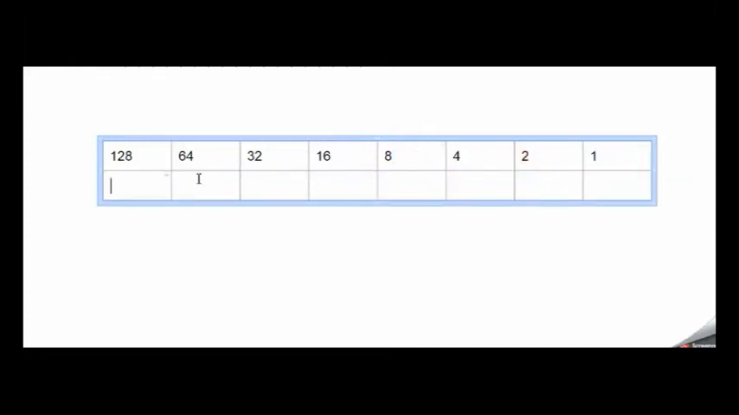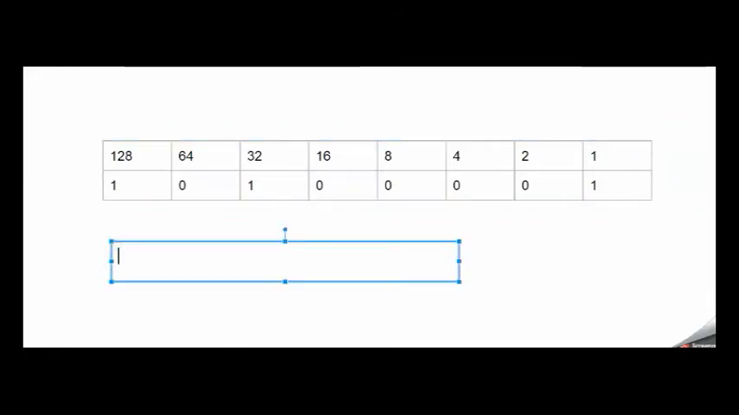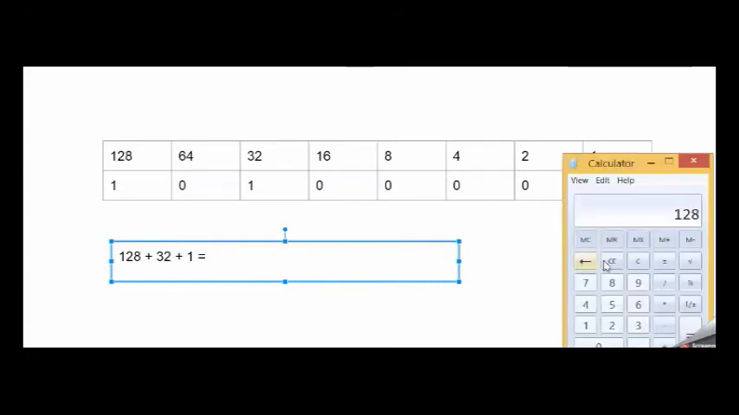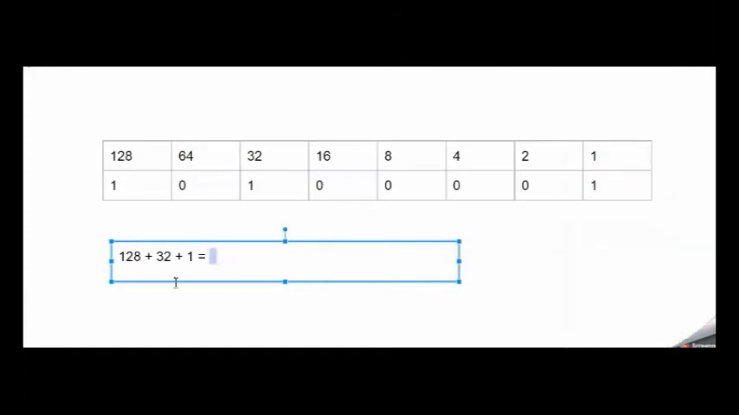So let's have an 8-bit binary code: 1, 0, 1, 0, 0, 0, 0, 1. I would like you to turn that into a base 10 number using the same method as before. Pause the video, give it a go. Okay, what you should have had was 128 plus 32 plus 1. If you can't work that out yourself, my advice is to use a calculator. So let's do it by calculator. 128 plus 32 plus 1 is 161 as base 10.